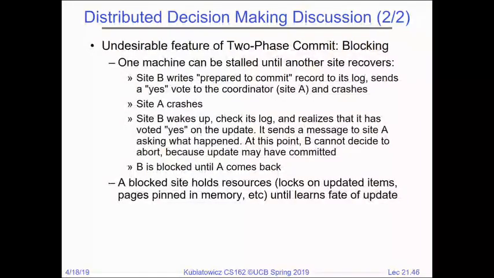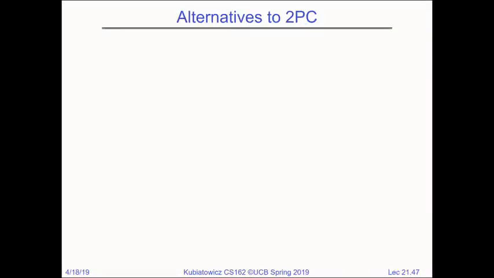So if you're using two-phase commit to give you a distributed file system, the problem here is that you can only have one outstanding write when it's blocked, and nothing can make progress until everybody comes back up. So what are some alternatives?